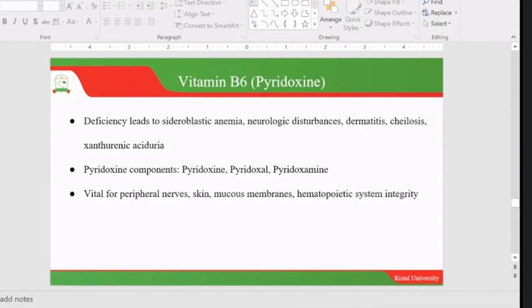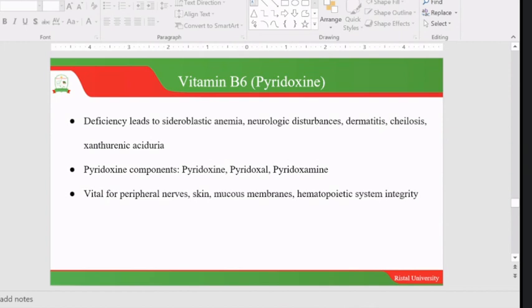Right. Vitamin B6 is key among the water-soluble vitamins because it is essential for enzymatic actions. Like I had said, most of these B complex vitamins are essential for metabolism. It is vital for peripheral nerves, skin, mucous membranes, and hematopoietic system integrity.